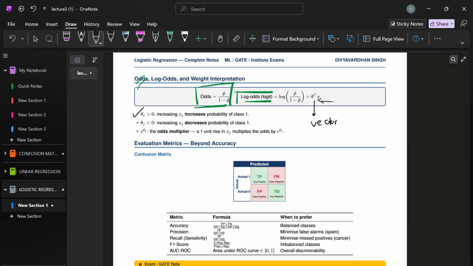Now we have the weights interpretation. If theta j is positive, increasing xj increases the probability of class 1. And if theta j is negative, then increasing xj will decrease the probability of class 1.